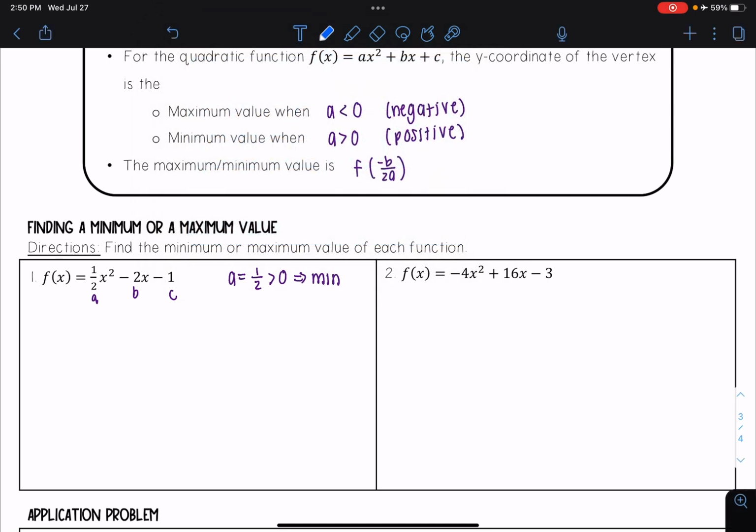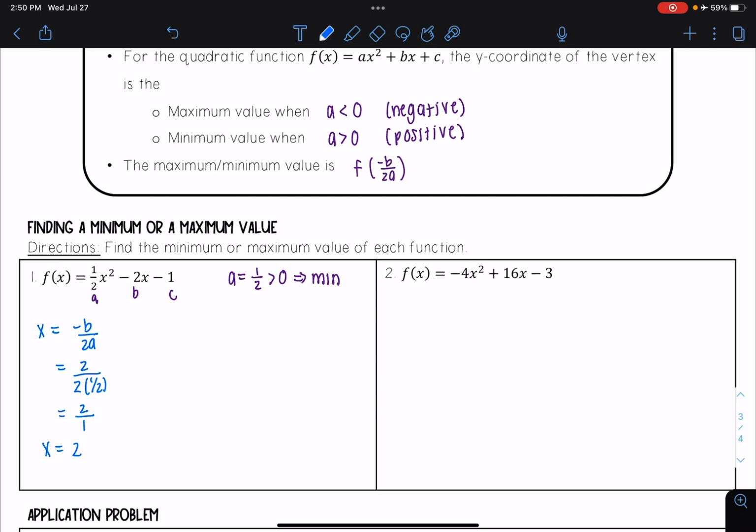So finding it, it's almost like we're finding the vertex. I need to first find my x value of the vertex and then plug that in to find my y value, because that y value is going to be my minimum value. So I have that x is equal to the opposite of b over 2a. Well, b here is -2, so the opposite of -2 is +2 over 2 times a, which is 1/2. 2 times 1/2, I just get 1. So I have that x is equal to 2 divided by 1, which is just 2.